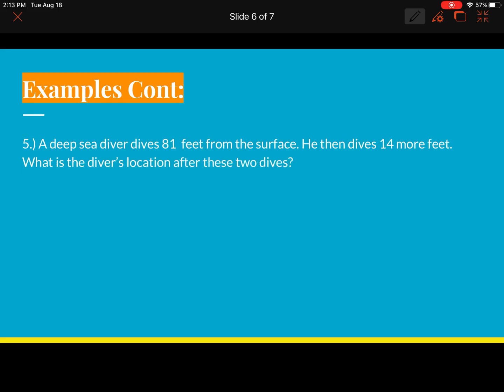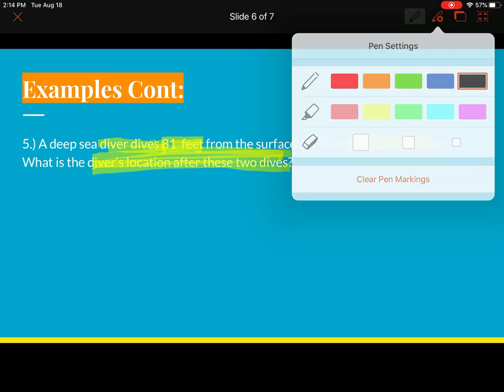Now let's go over one more example here. A deep sea diver dives 81 feet from the surface. He then dives 14 more feet. What is the diver's location after these 2 dives? All right, so whenever you're working with a word problem like this, we're going to start by highlighting what we know. So he dives 81 feet, dives 14 more feet, and we want to know the diver's location after these 2 dives. So it looks again like it's going to be a sum problem.